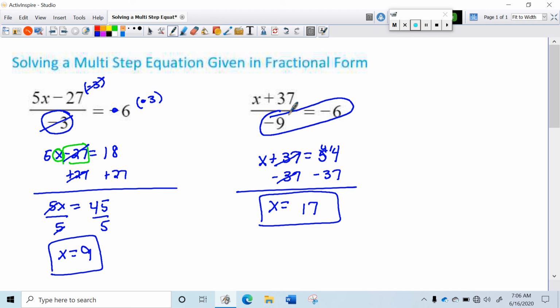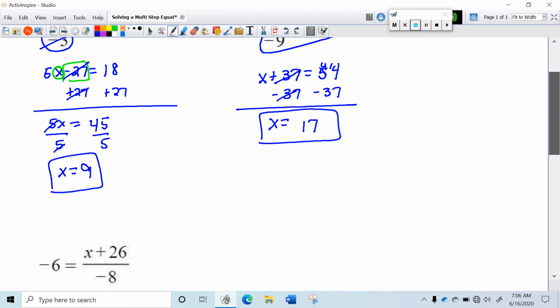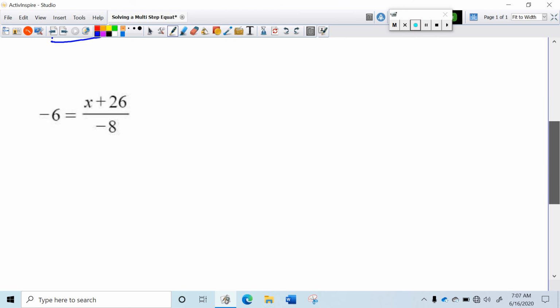So that actually might be a less confusing way for you to do that. However, just remember, you can only use that method if you've got one fraction, even if it's a complicated fraction, if you have just one fraction in front of your equal sign, or behind the equal sign, like this one.